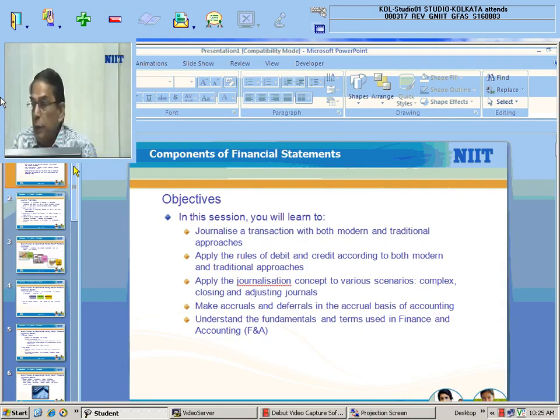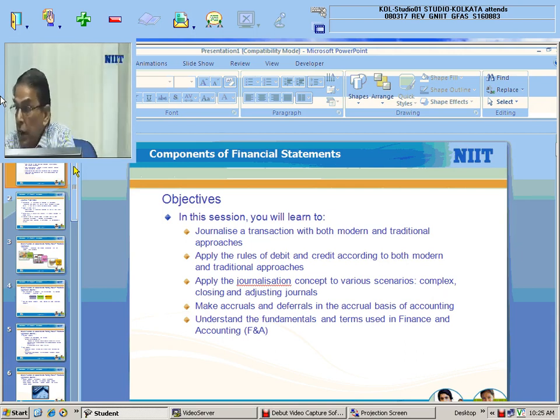Now we'll talk about a few basic things: how a transaction is generalized under the modern as well as traditional approaches, because we are talking of generalizing a transaction, that is the recording of the transaction. We will talk about the rules of debit and credit according to both the approaches. We will also apply the generalization concept to various scenarios, complex closing and adjusting entries.